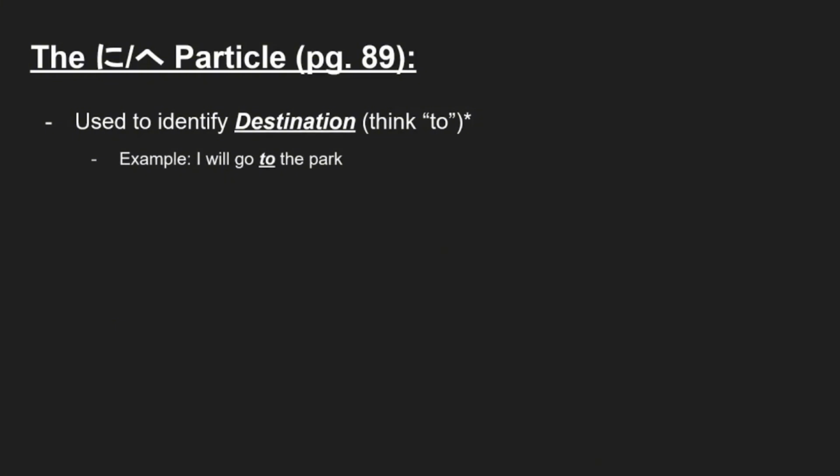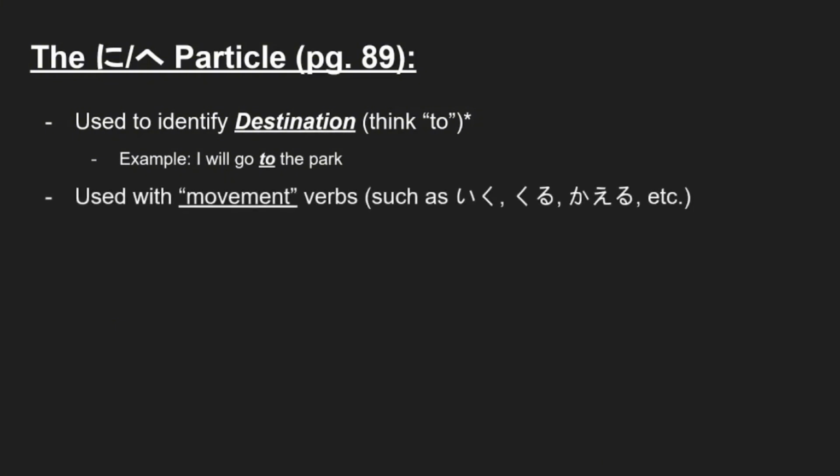So like I will go to the park. That's the ni here. With this function of the ni and e particle, this will be used with movement verbs like iku, to go, and kaeru, to return home. There are other ni usages where this is not the case, and we'll get into that on, I believe, the next slide.